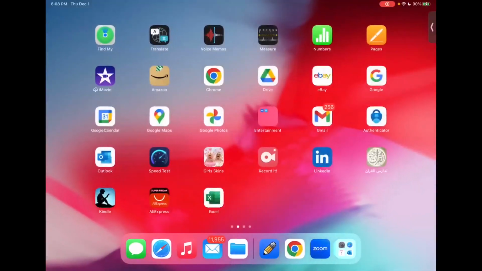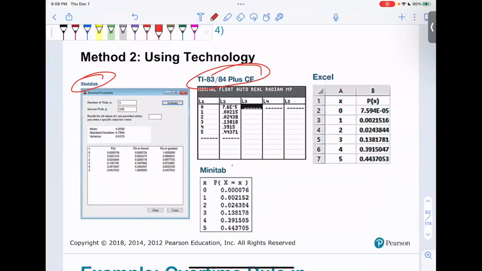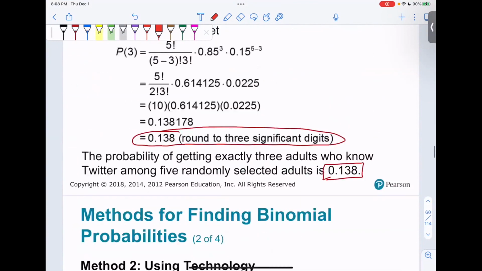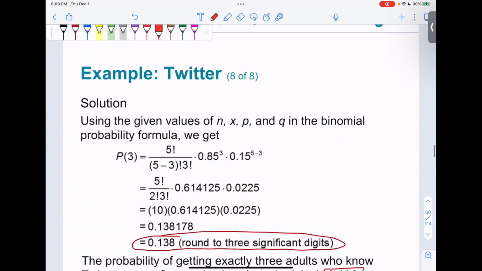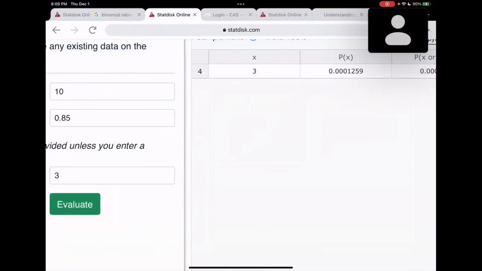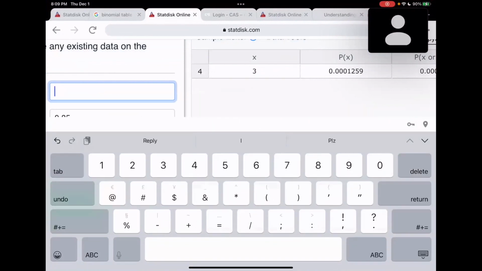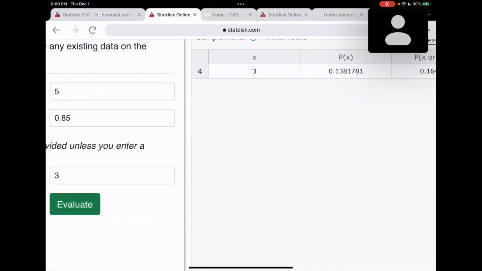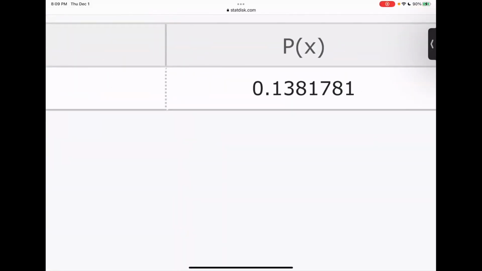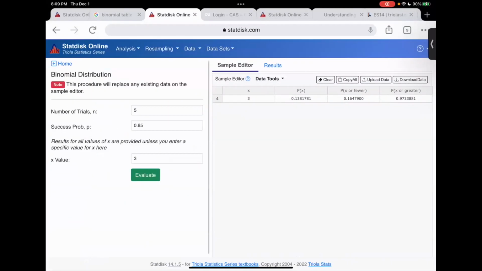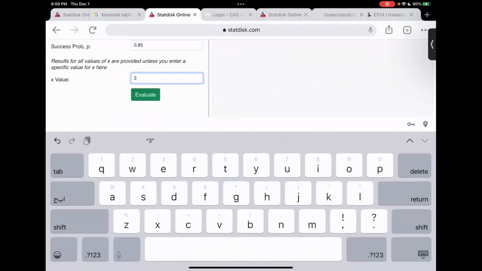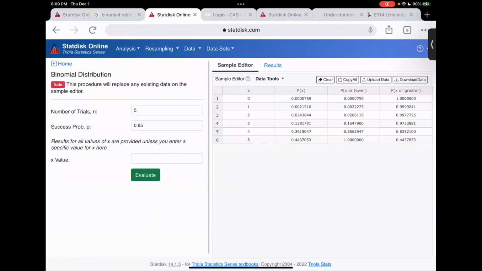That is different. So let's go back and see what I did here. Oh, the number of tries is 5, not 10. So we have n equal to 5. Let me just adjust this to 5. Yes, now it's the same value, right? 0.138. And if you don't give any specific value here, it will give you the list of all the values.